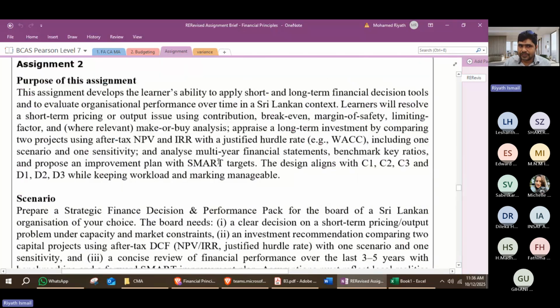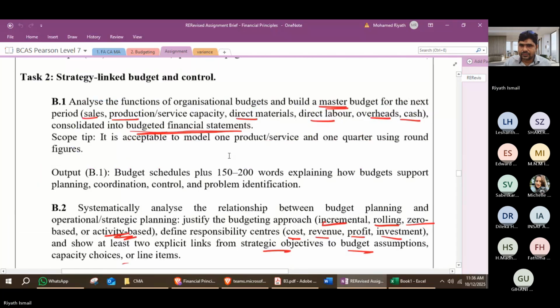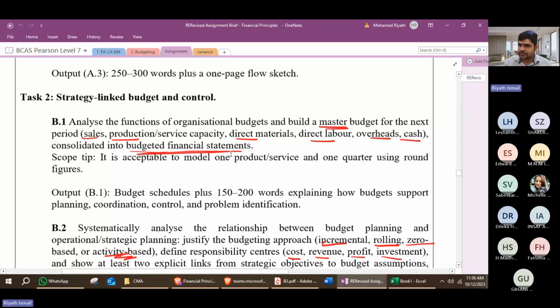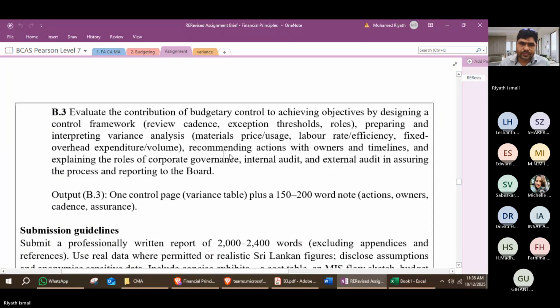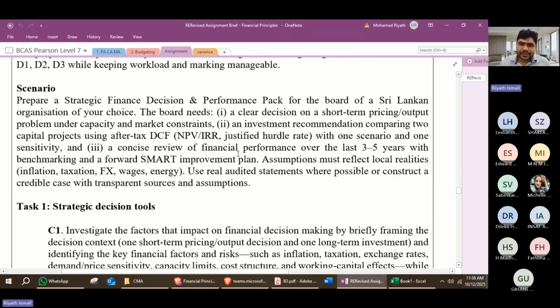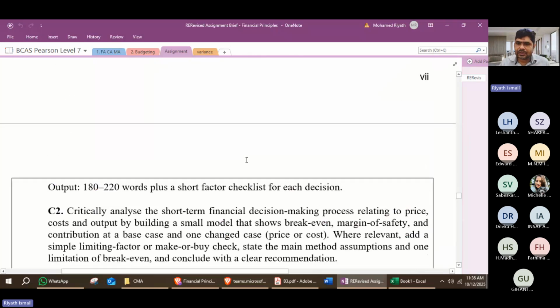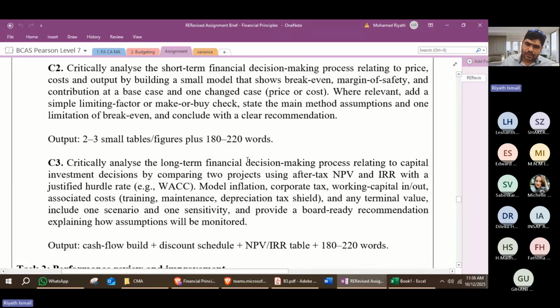Right, any questions here? Any questions? Be serious about this assessment, because it is evaluated again by UK people, PSN people. So please have a look at that.